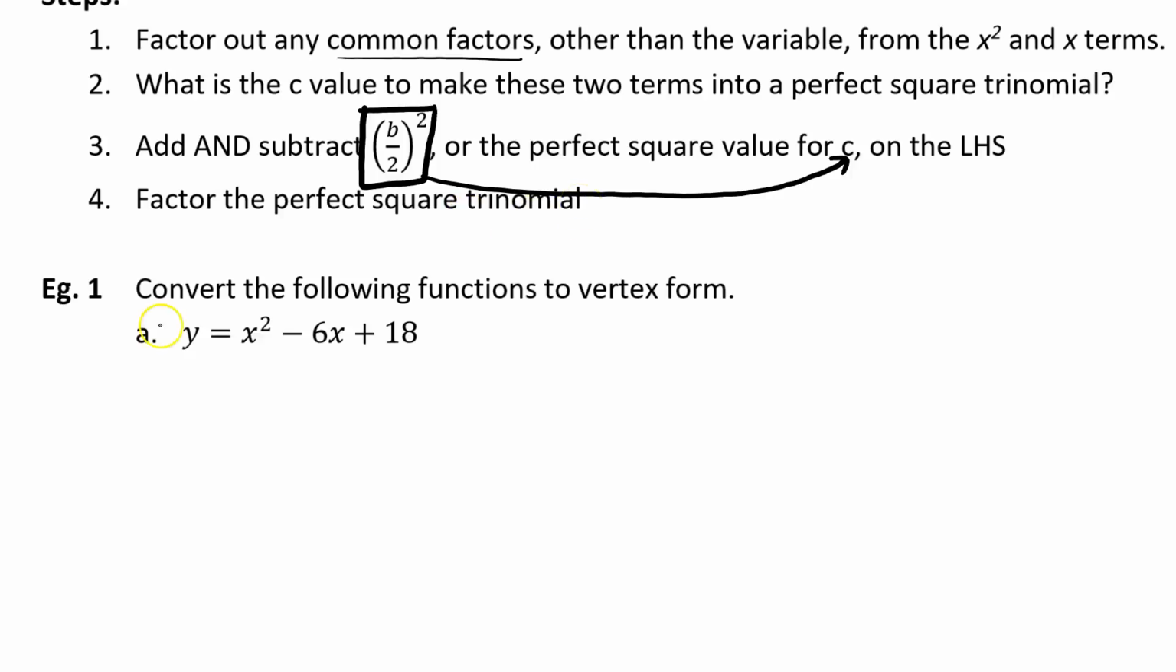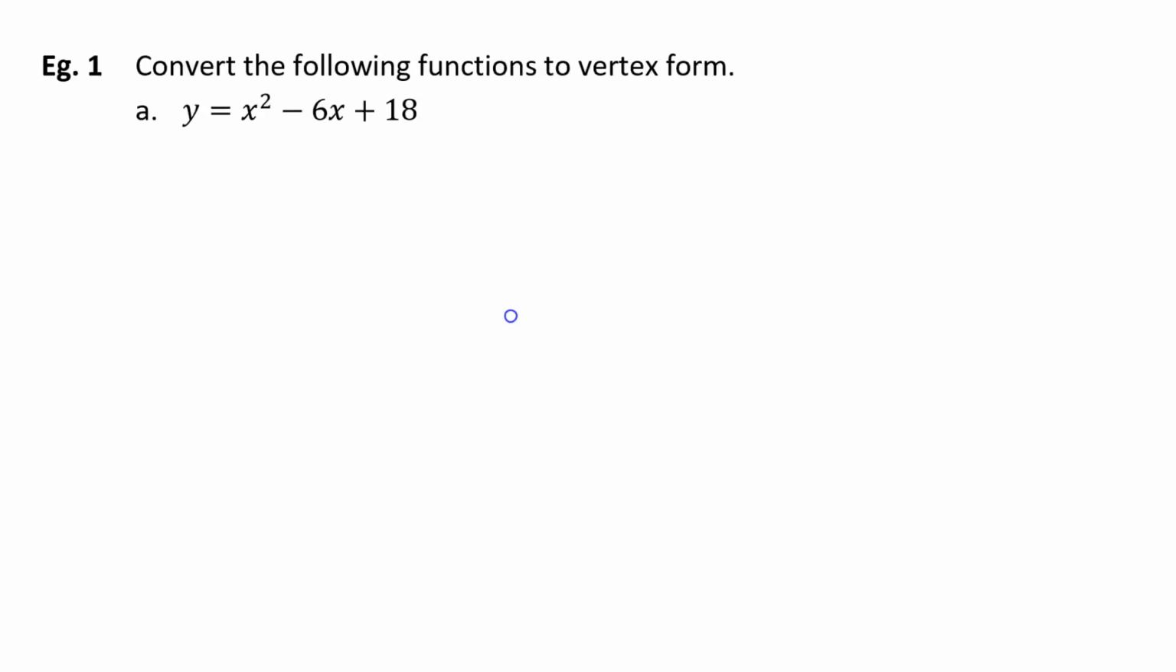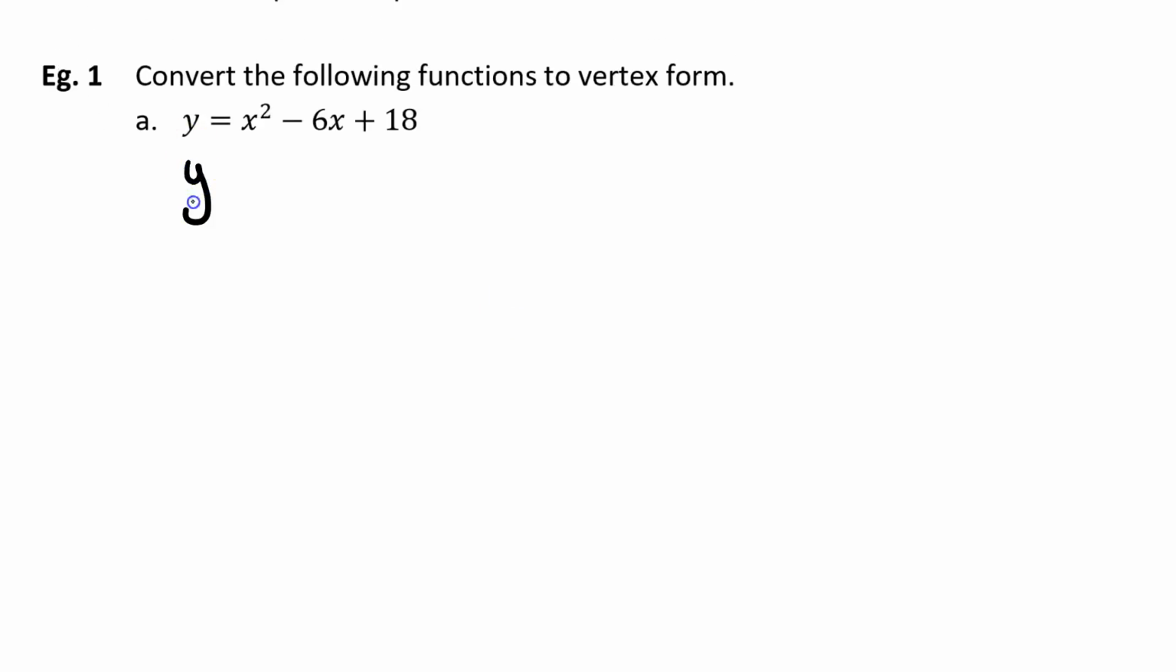Okay, so convert the following functions into vertex form. Let's just start with something easy that doesn't have any common factors. What we're going to be asked for here is x squared minus 6x plus blank minus blank plus 18. And these two blanks have to be the same thing.